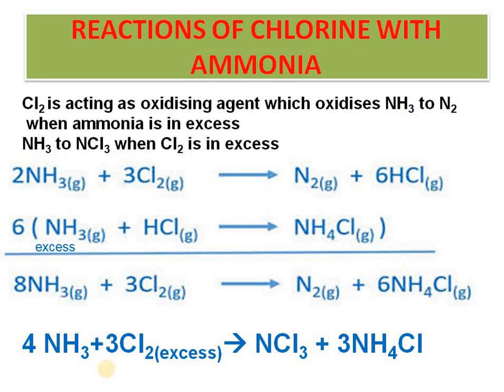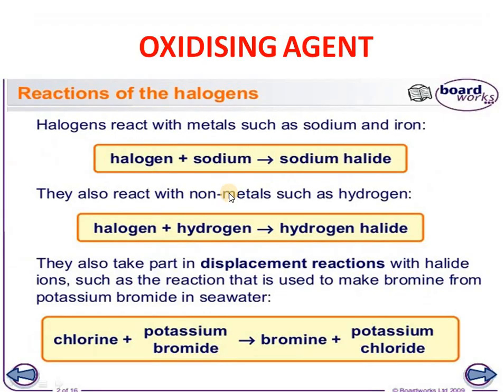So the second reaction was chlorine in excess. If chlorine is in excess, NCl3 is forming. This is a yellow explosive liquid, nitrogen trichloride. Okay, and ammonium chloride is formed along with that. Now here you see chlorine and ammonia: hydrogen is removed and halogen is added. So here also oxidation takes place. Oxidation is addition of oxygen or an electronegative element. Here chlorine is added. So that's why we are saying oxidation happened from ammonia to NCl3. And who is doing it? Chlorine. Chlorine is acting as oxidizing agent.